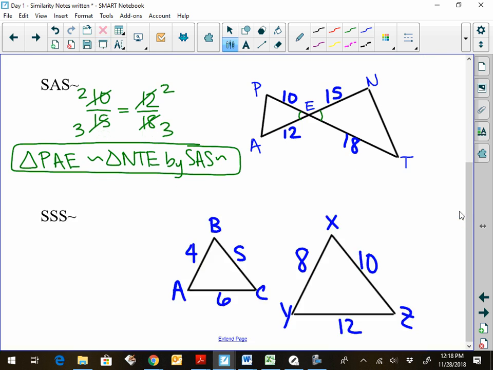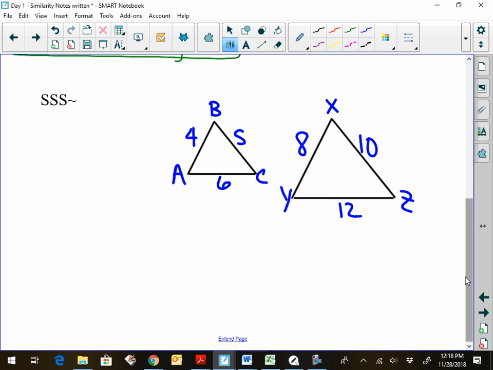Good. So the last one is side, side, side. So if all of our sides are proportional, then they're similar. So how I'll set this one up is I'll even just underline my smallest side. And then I'll put a circle around my biggest side. Because that helps me to remember how I'm gonna set up my proportion. So I always go small over small. So I'll go 4 over 8. And I'm trying to see, does that equal the medium over the medium? And does that equal the large over the large? So 6 over 12.